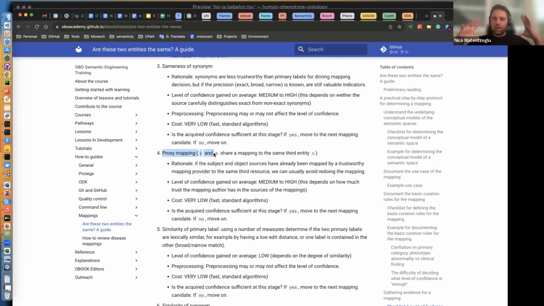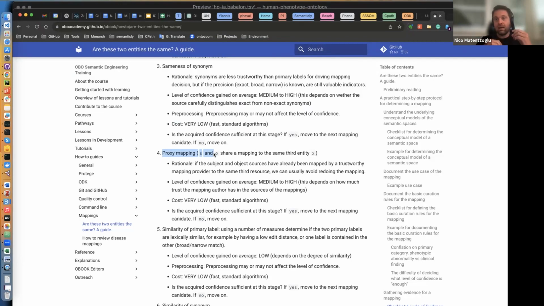So let's say you're lucky that you don't have only 2 semantic spaces, but you also have already existing mappings to and from those semantic spaces. Then you can take them into account in your pipeline.